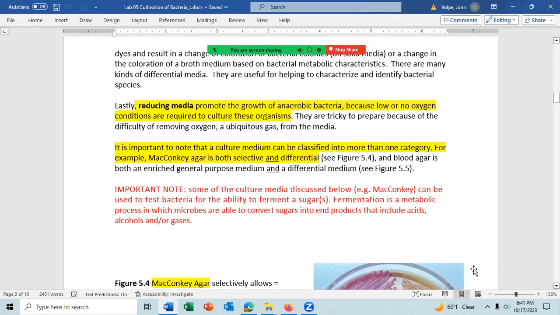Lastly, there's reducing media, and this media promotes the growth of anaerobic bacteria. Anaerobes require low or no oxygen conditions in order to grow, and a reducing media removes the oxygen from the media. Any questions about the different types of media?